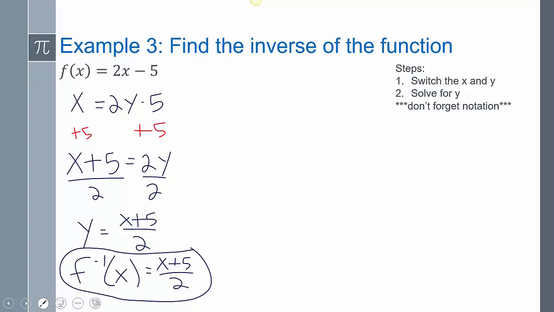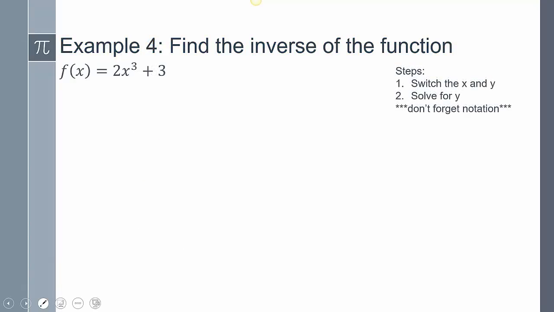Now, if there is a moment in which this is not a function, then you cannot use this notation, and we'll talk about that in class, and we'll see examples of that in the future.